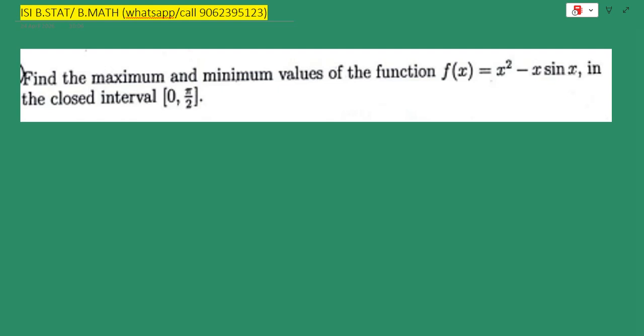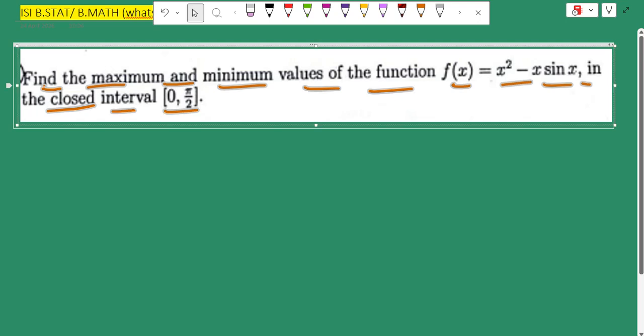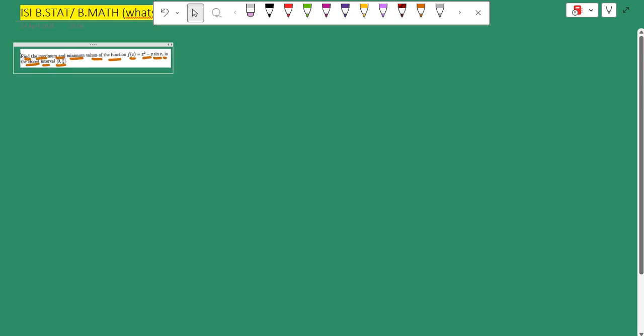So let's look at this question first. Question says, find the maximum and the minimum values of the function f(x) equal to x square minus x sin x in the closed interval 0 to pi by 2. So let's solve this question together.